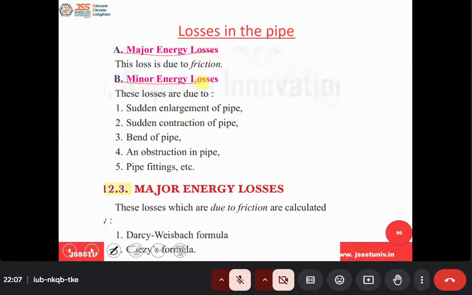Major losses are majorly due to friction, and minor losses are due to the various pipe arrangements like sudden enlargement, sudden contraction, bend in a pipe, obstruction in a pipe, and pipe fittings. As we know, friction is one of the losses, always will be there. So that friction loss will be the major loss in the pipe. We cannot avoid it, but we can make it minimum.